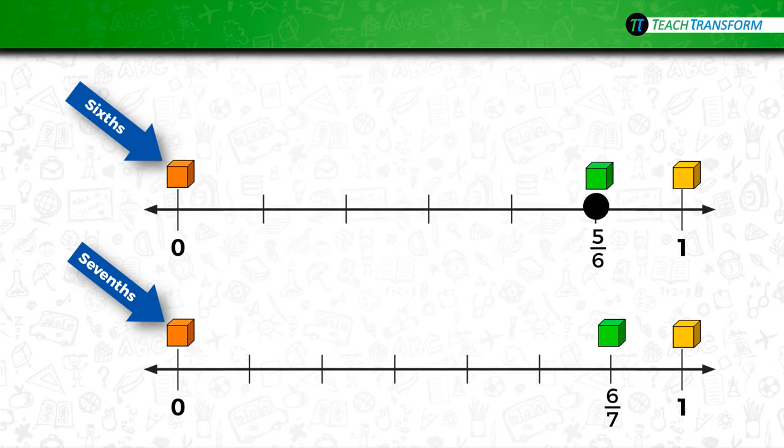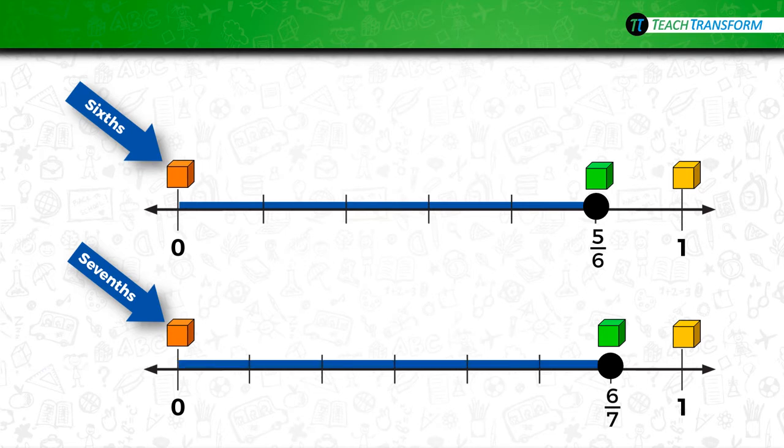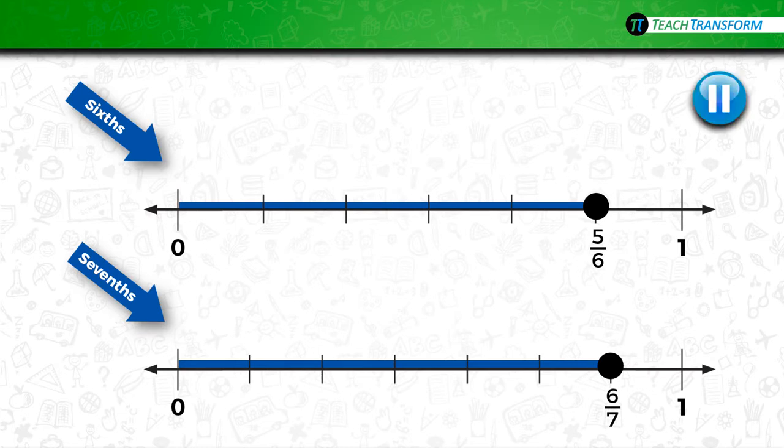Draw a point at 5/6 and then a bar from 0 to 5/6. Then do the same thing for 6/7. Draw a point at 6/7 and a bar from 0 to 6/7. Then remove the counters. Pause the video while you draw the points and the bars.